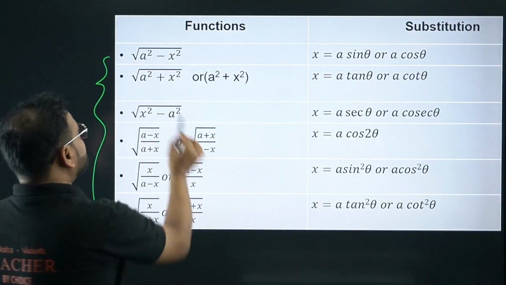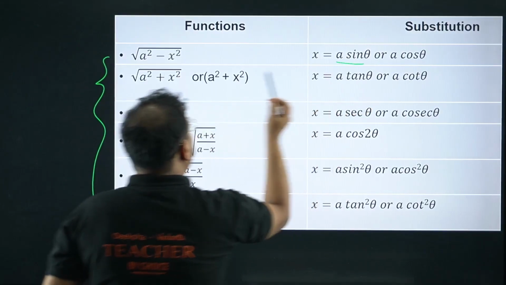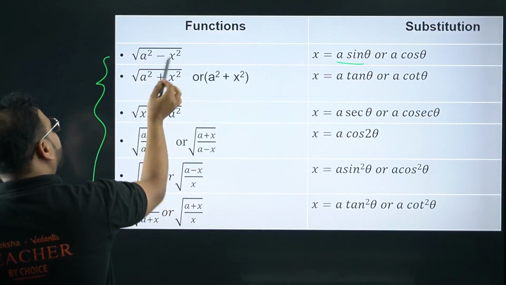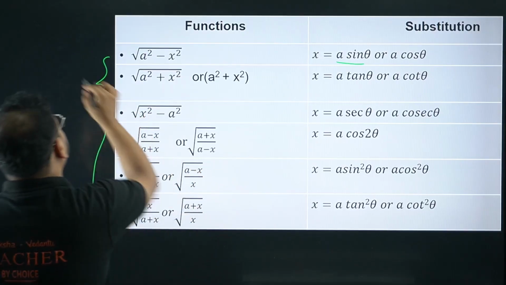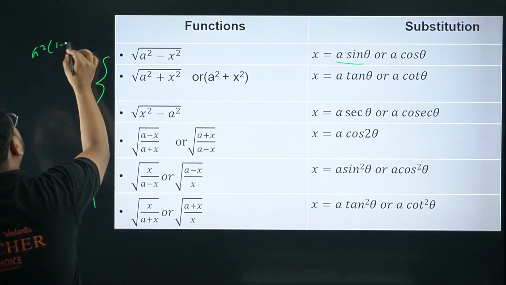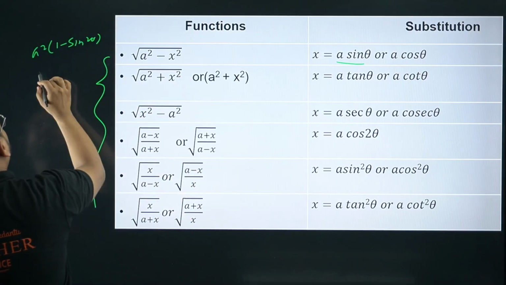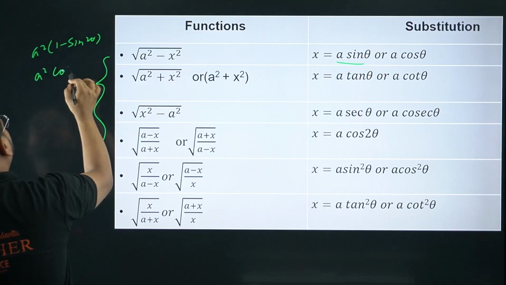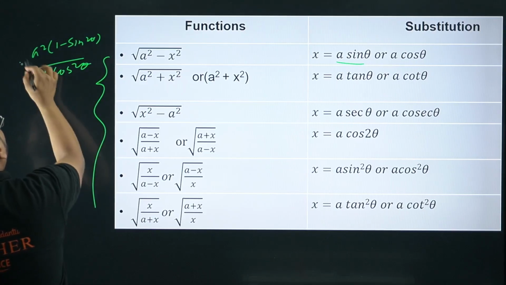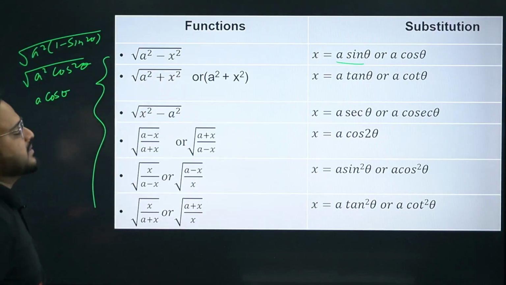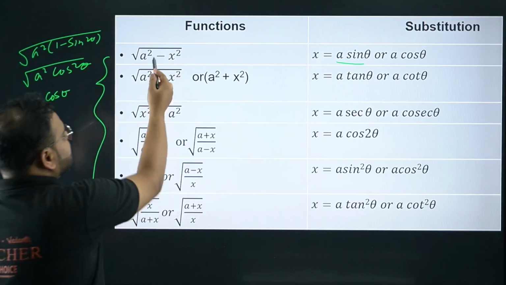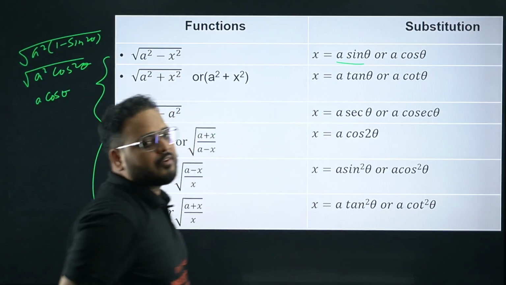Okay, why am I using this over here? Because if you take a sine theta, over here it will become a square minus a square sine square theta. You take a square common, right? You'll have 1 minus sine square theta, so it'll become a square cos square theta. Root will be there, right? In all the cases it'll become simply a cos theta. So the question becomes simple in these cases. So whenever you have these forms, you try to use this trigonometric substitution.